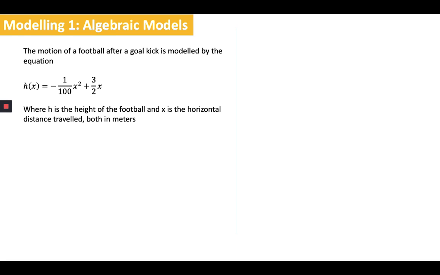This particular model is looking at the motion of a football after a goal kick. It's modelled by the equation h of x equals negative 100th x squared plus 3 over 2x. And here we're given that h is the height of the football and x is the horizontal distance travelled, and they're both in metres. Now, what I'd suggest you do now, using a calculator, is graph that function, have a look at what it looks like. Now we've got a negative x squared graph. And it's important to have a look at that graph because it will help you to look at the way in which that ball is moving. So we've got h is the height of the ball, and x is the distance travelled horizontally.